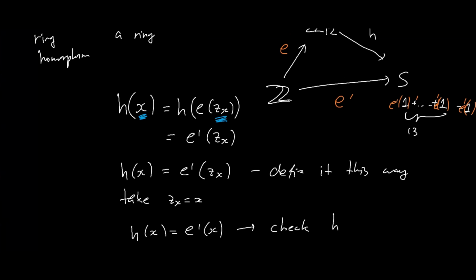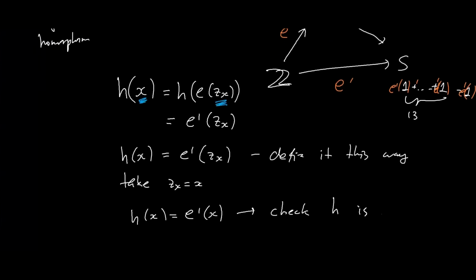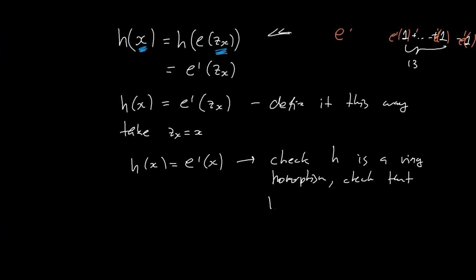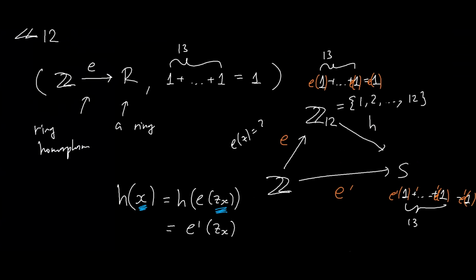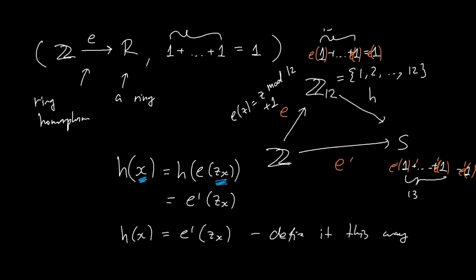And then we need to check that H is a homomorphism, a ring homomorphism. But we also need to check that this commutes: H of E of Z always equals E prime of Z. By the way, we never said what this E is in our case, right? E of Z is just Z modulo 12 plus 1, because we are starting here from 1 instead of 0. Is this fine? It was also a bit sketchy.